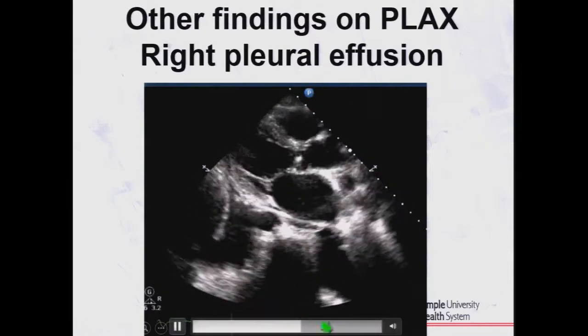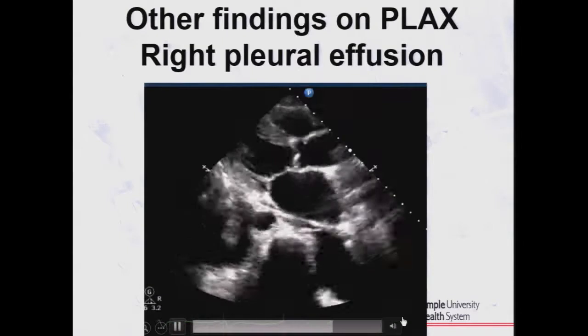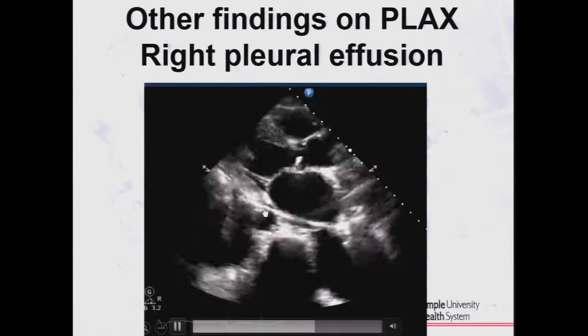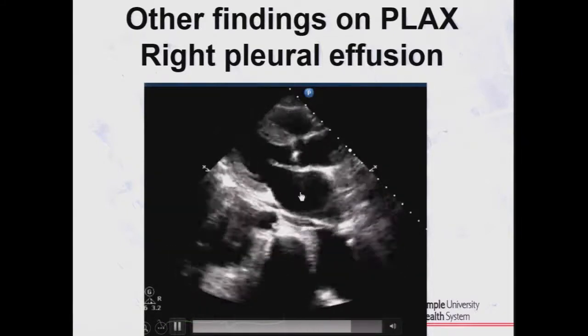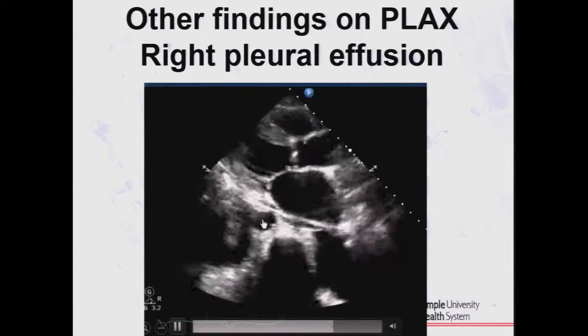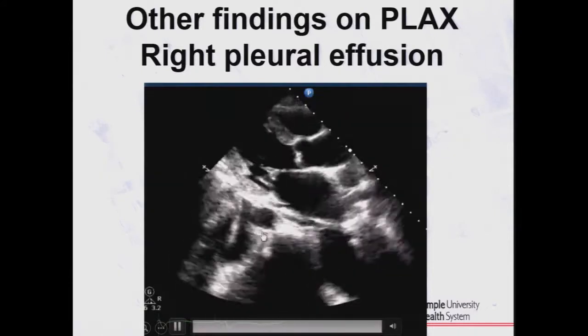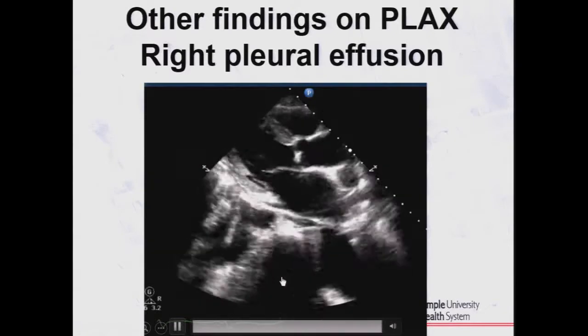Other findings on the parasternal long axis, you can see a right pleural effusion as well. So let's just walk through this. Obviously, there's a very tiny pericardial effusion between the left atrium and the descending thoracic aorta. There's a left pleural effusion. This is the spine, and it appears rounded. You know it's the spine because there's complete shadowing behind it. Ultrasound just can't penetrate bone, so you know that's the spine. And on the other side of the spine, we see the right pleural space. So this is a right pleural effusion as well as a left pleural effusion.